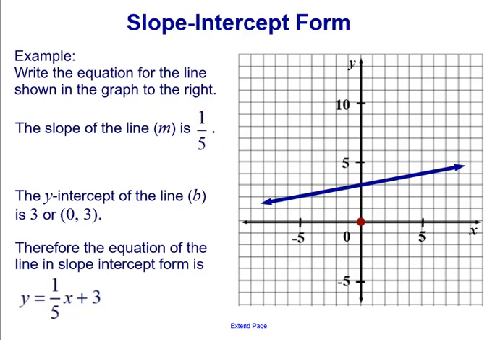Another example, we have our line graphed, and here we can see the slope of the line is 1/5. If we go from any point to point on the line, we're going up 1, right 5, up 1, right 5, and we continue to go up 1, right 5. So m equals 1/5. The y-intercept is (0, 3). We can see that's where the line is crossing the y-axis. Therefore, the equation of the line in slope-intercept form is y equals 1/5 x plus 3, coming from y equals mx plus b.